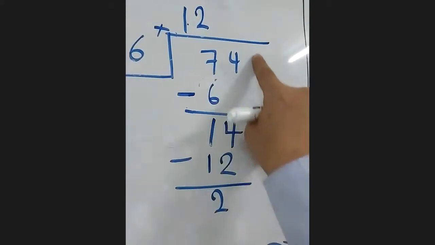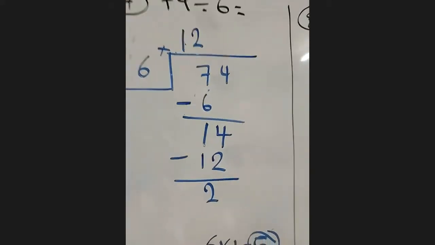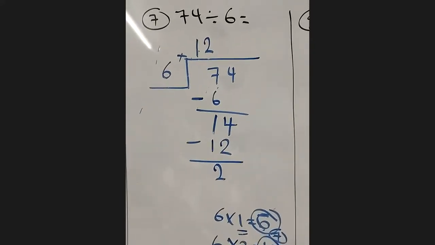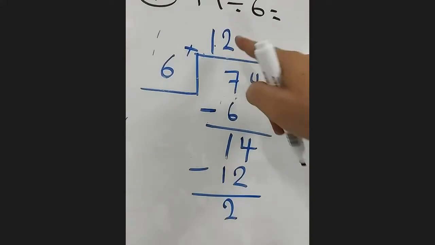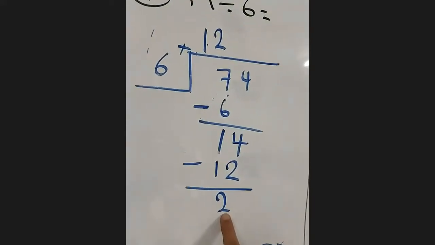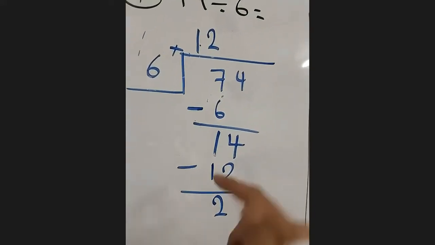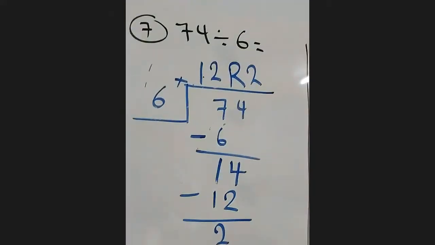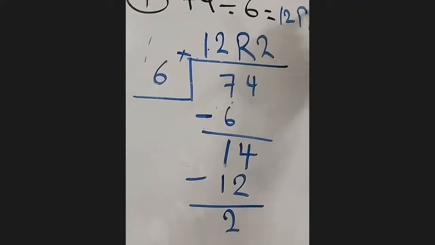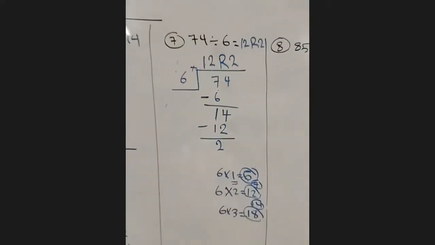Now, do we have more numbers here or do we finish? We finish. So what's the answer? It's 12 with remainder how much? 2. So the answer is 12 with remainder 2. The answer is 12 with remainder 2. You understand how to divide, ya Hamza?